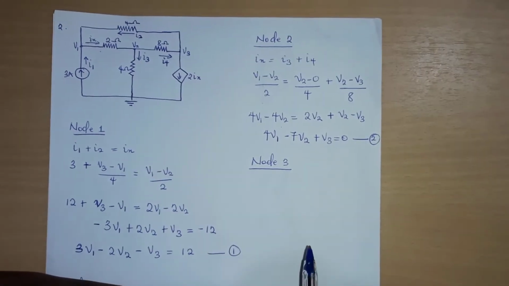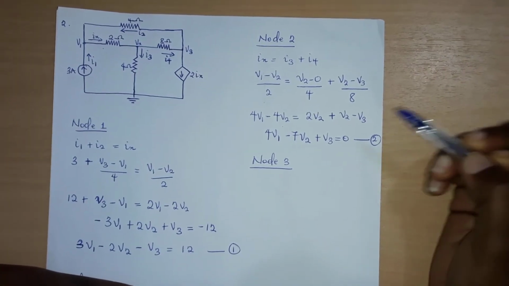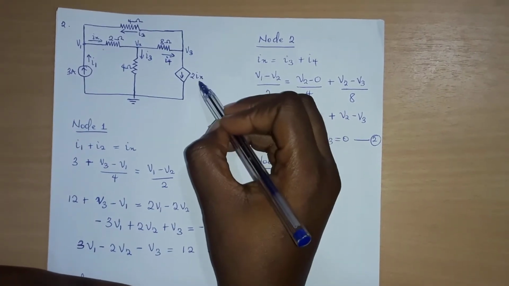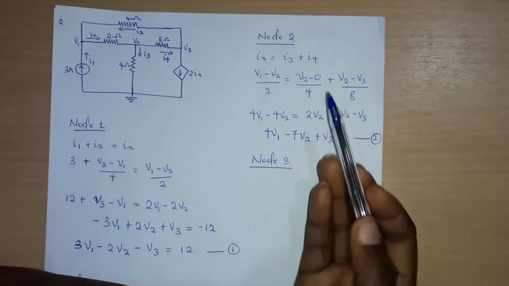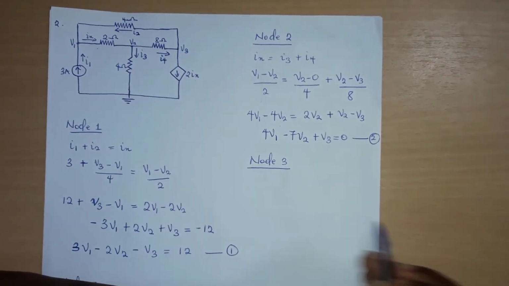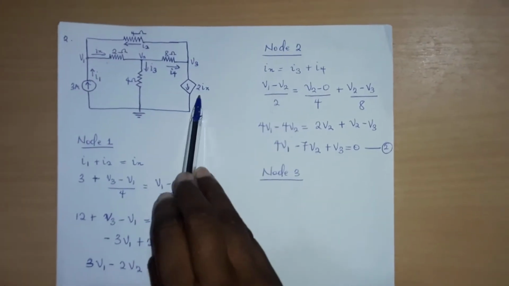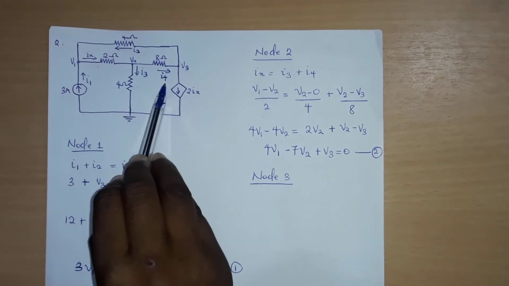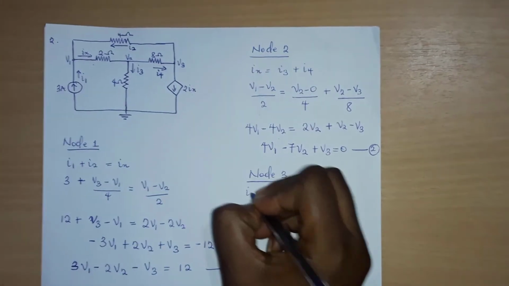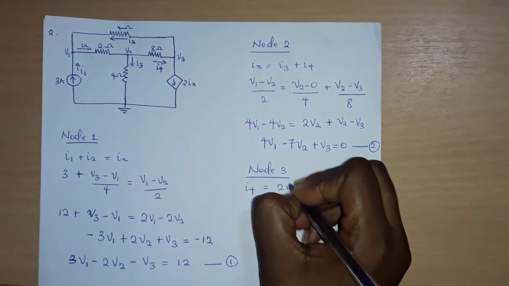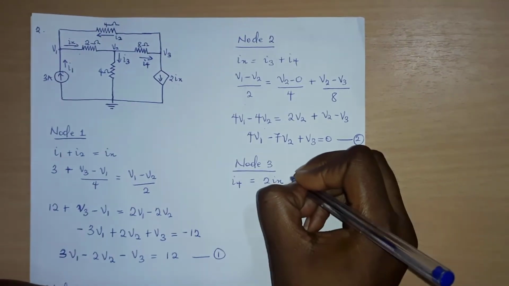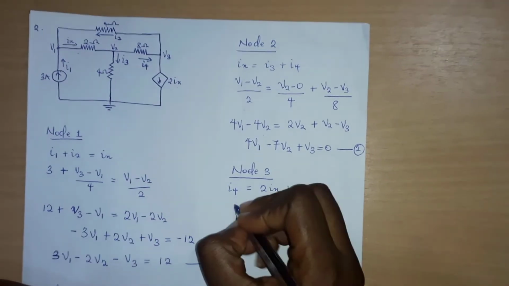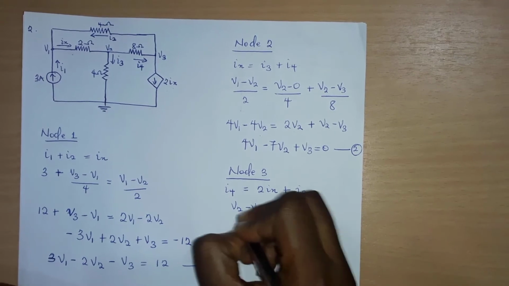Node 3 has a current dependent current source, so we would need Ix here, which we already know. We would need to substitute it in to make our equation complete. So at node 3, we see 2Ix leaving the node, I4 entering, and then I2 also leaving. So I4 will be equal to 2Ix plus I2. But I4 is V2 minus V3 over 8.